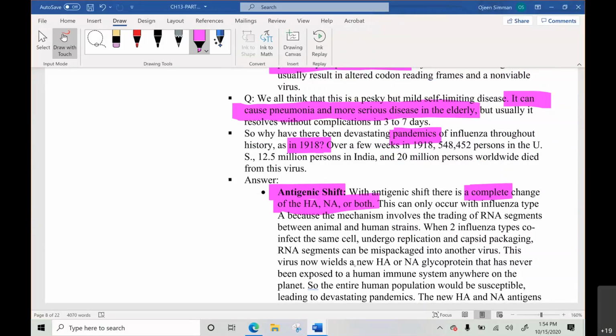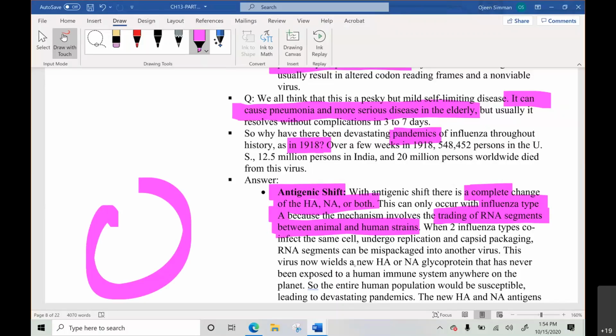How does this happen? This can only occur with influenza type A, and the reason is because the mechanism involves trading of RNA segments between animal and human strains. Remember how we said it's segmented? So what happens is that you have two influenza types that co-infect the same cell.